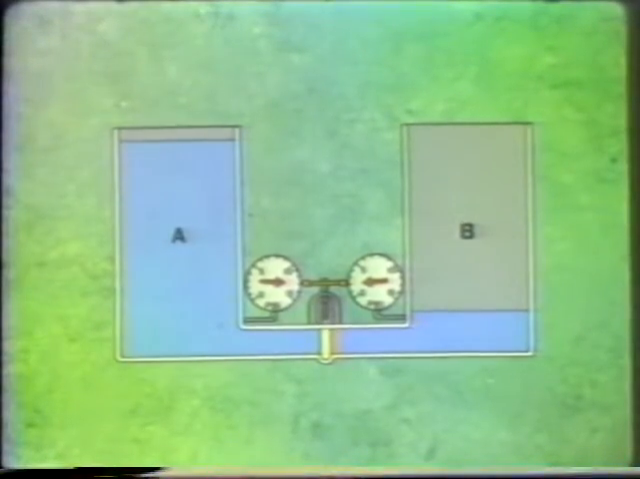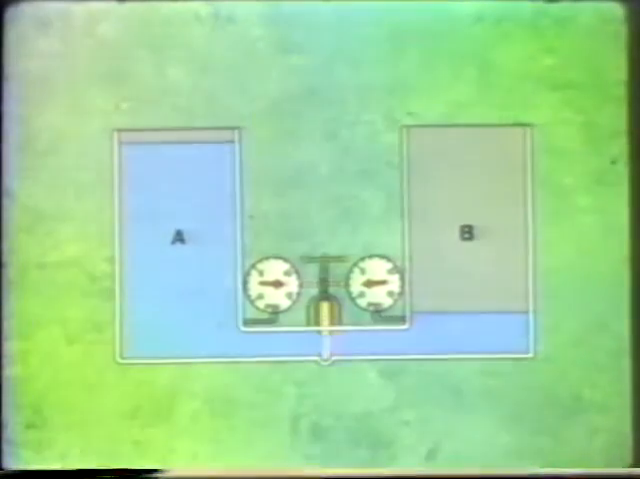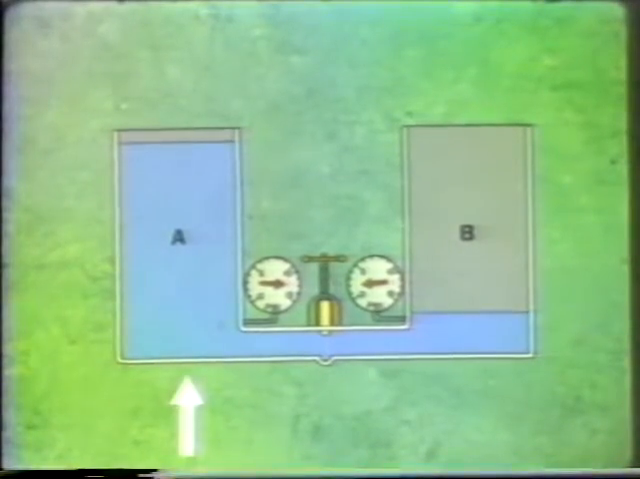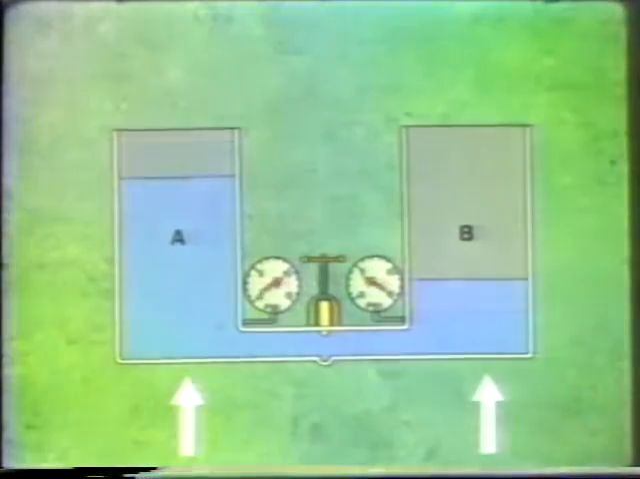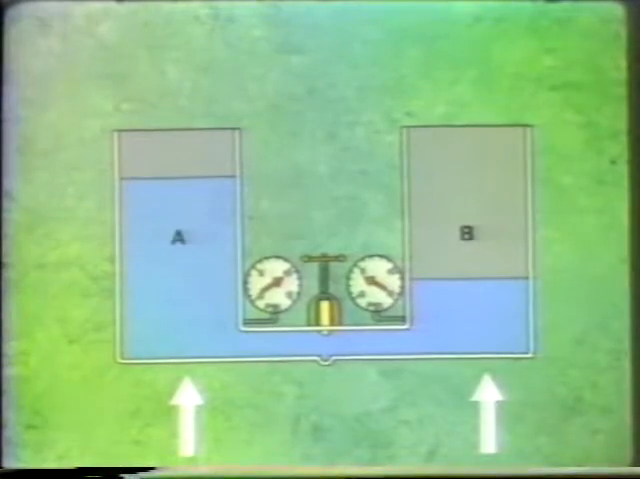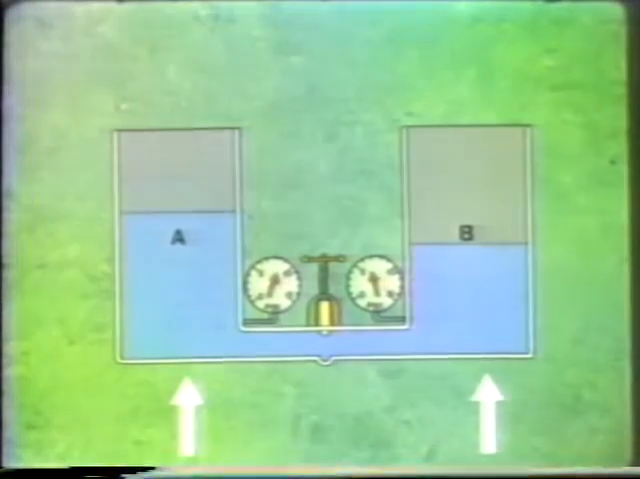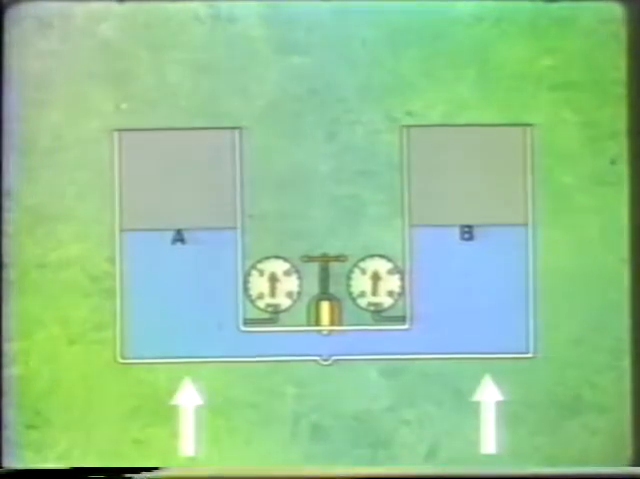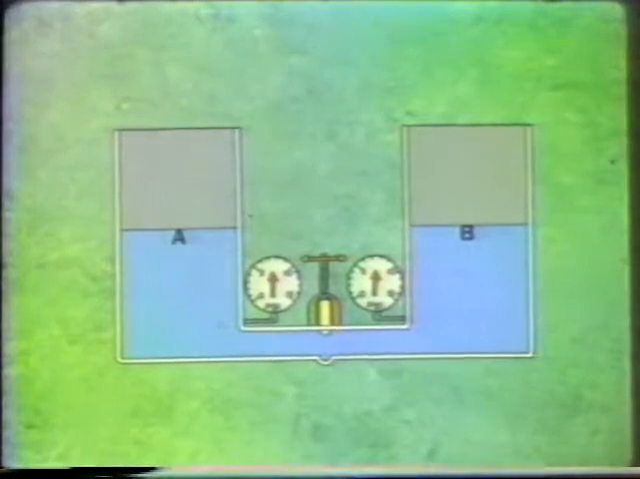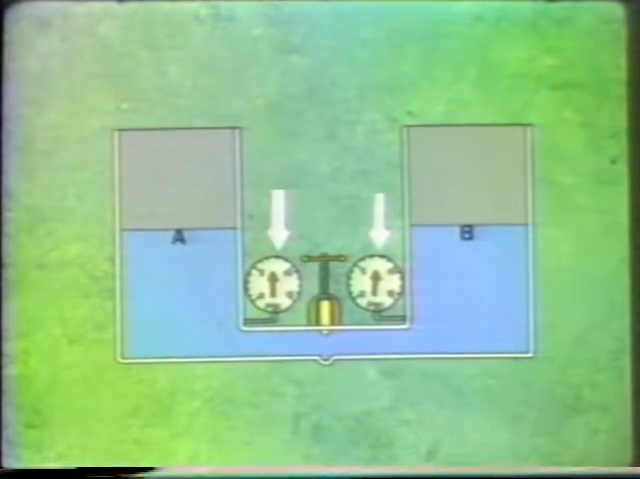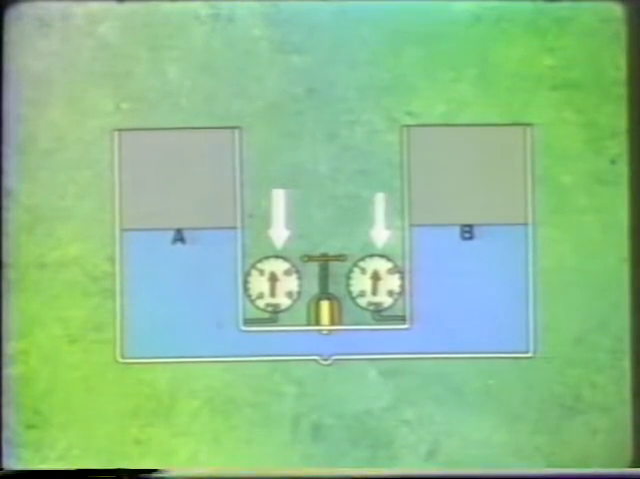Let's watch what happens when we open the valve. As the valve is opened, water flows from Tank A, where the pressure is higher, to Tank B, where the pressure is lower. When the levels, and therefore the pressure in the tanks, become equal, there is no longer a differential pressure, and flow stops. Notice that the gauges on each side of the valve are reading the same. The pressure is now equal in both tanks.